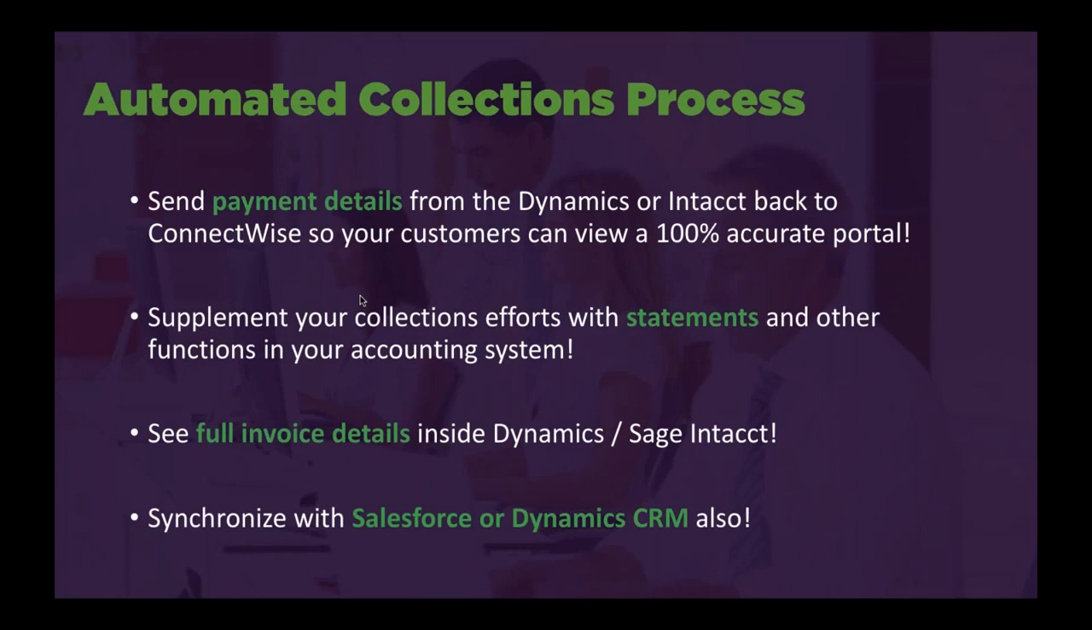Right, so a couple more things. You've got the ability, again, to send payment details from Dynamics or Intacct back to ConnectWise. So when your customers look in their portal, they're not seeing a summarized $526 payment. They're seeing multiple payments and a credit memo that make up that amount. Supplement collection efforts with statements and other functions in your accounting system. Because we have the ability to bring over details into your accounting system, you can then utilize the full capabilities of Dynamics or Sage Intacct to help you with the collections process.